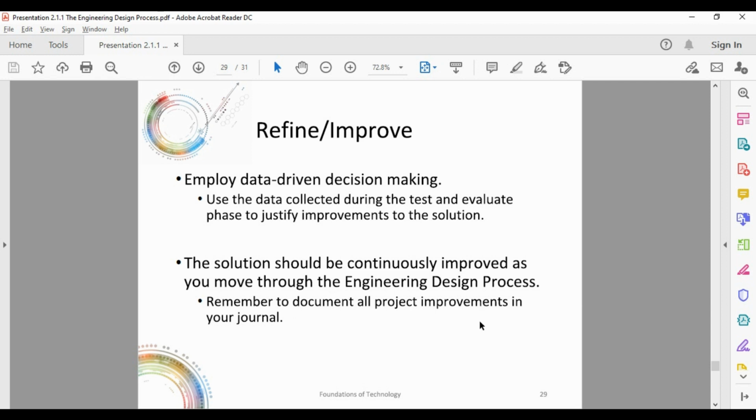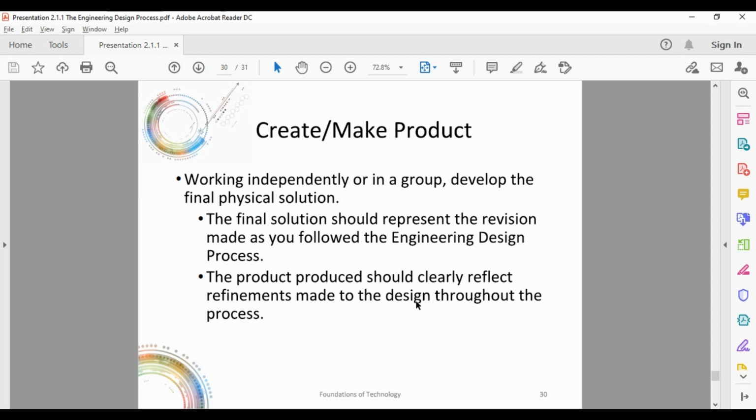If you change anything, it needs to be documented. Create and make the product. Working independently or in a group, develop the final physical solution. The final solution should represent the revision made as you followed the EDP. The product should clearly reflect the refinement made to the design throughout the process.